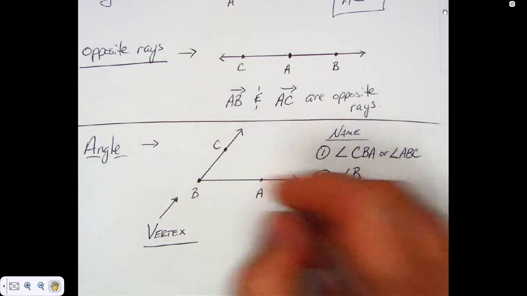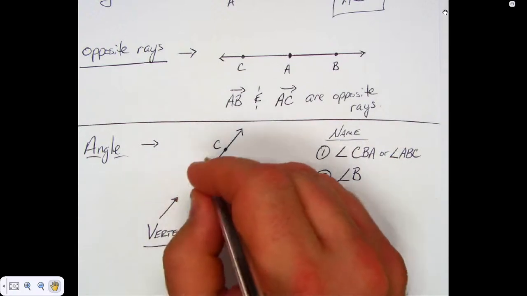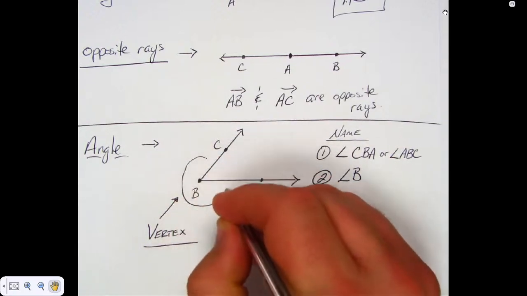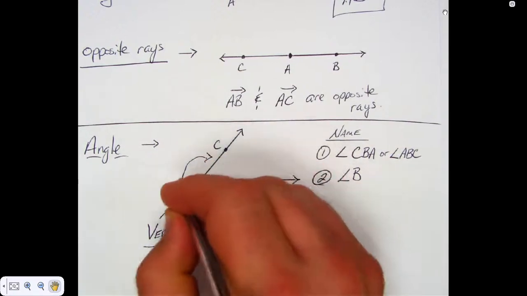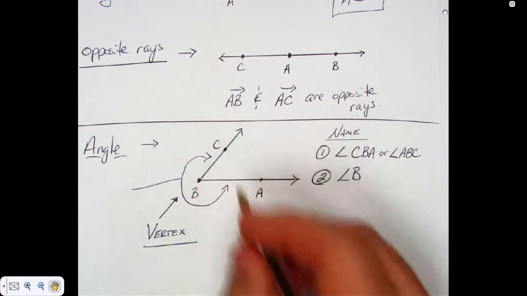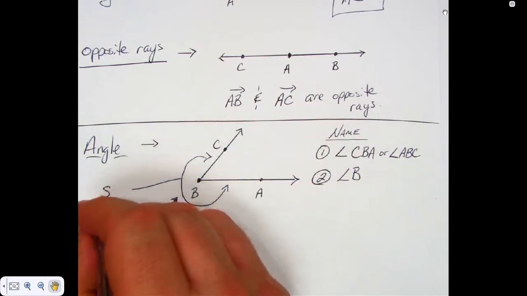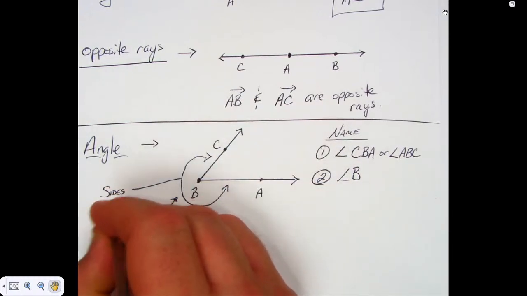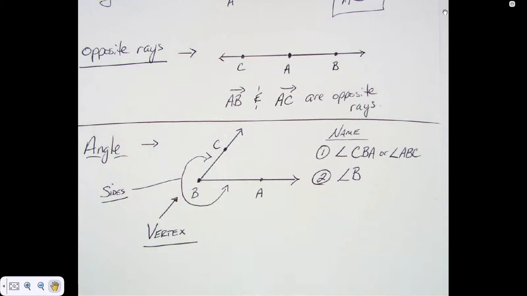Now, we'll talk about the third way here in just a second. What is this ray and this ray? What do you think those are called? They're called the sides of the angle. The two sides together make the angle, do they not?